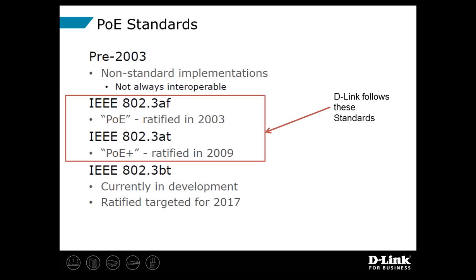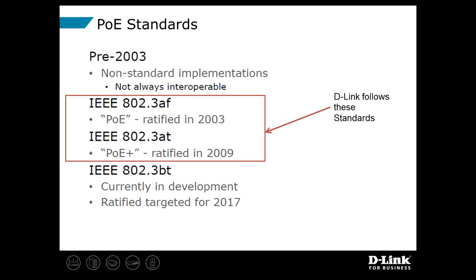If you're using someone else's access point or someone else's camera, if they follow the standard, it will work with our product. Now be careful, because there are some cameras and access points out there that follow their own standard, and they'll say, okay, we're PoE, but you must use our version of PoE. That's fine, it just means your solution is limited to their product. But if you want to mix and match to get the best deal and the best price, follow the standard and everything will work end to end. So D-Link follows the 802.3af and at standards.